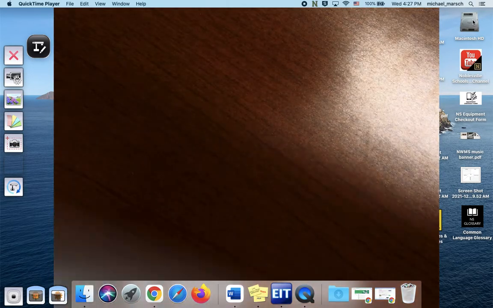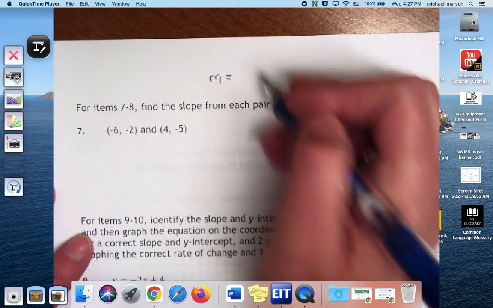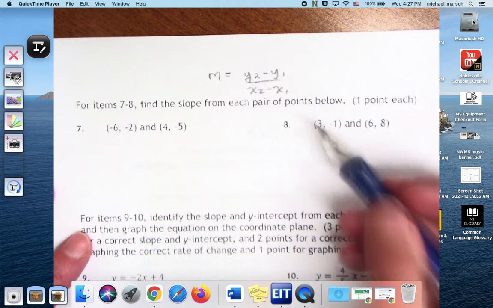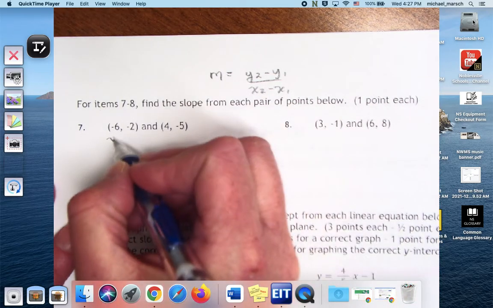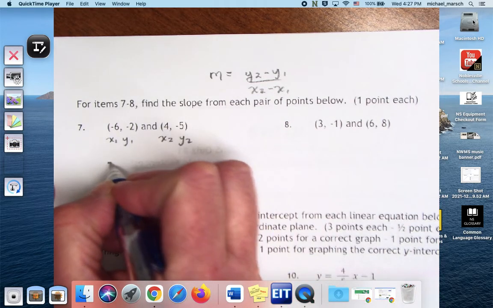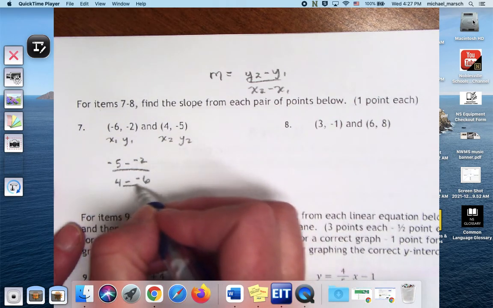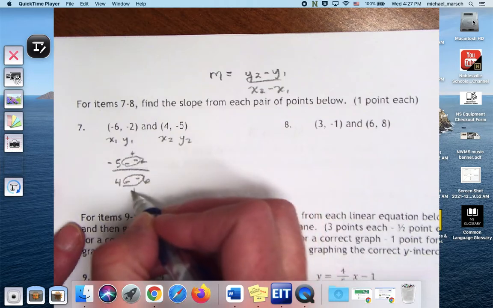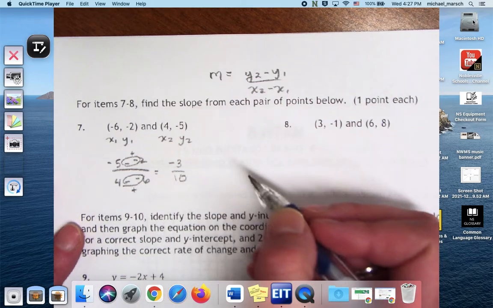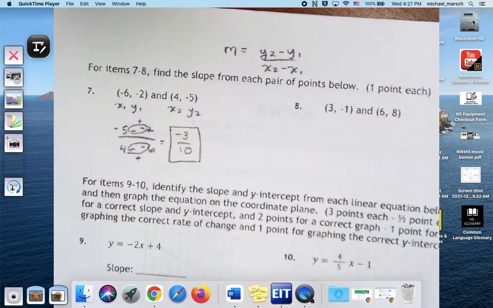Next page, find the slope from each pair of points below. So we have our formula m equals y2 minus y1 over x2 minus x1. Yes, this will be provided to you on the quiz tomorrow. x1, y1, x2, y2. So I have negative 5 minus negative 2 over 4 minus negative 6. These minus and negatives become positives. Negative 5 plus 2 is negative 3. 4 plus 6 is 10. So that is my slope, negative 3/10.